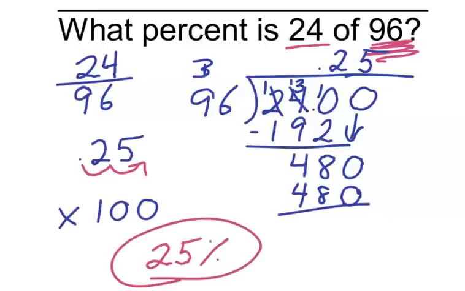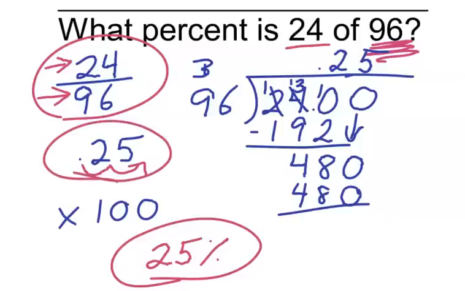Okay, that's all you have to do to find the percent, is take the bottom number and divide it into the top number. Find what that is as a decimal and change that into a percent.